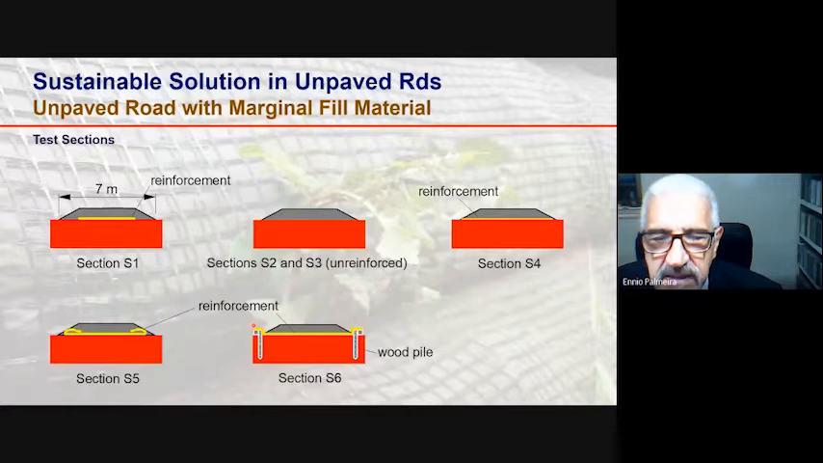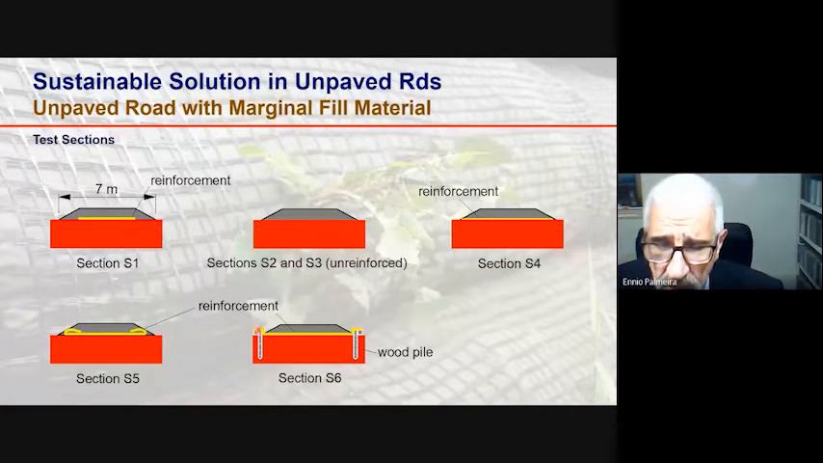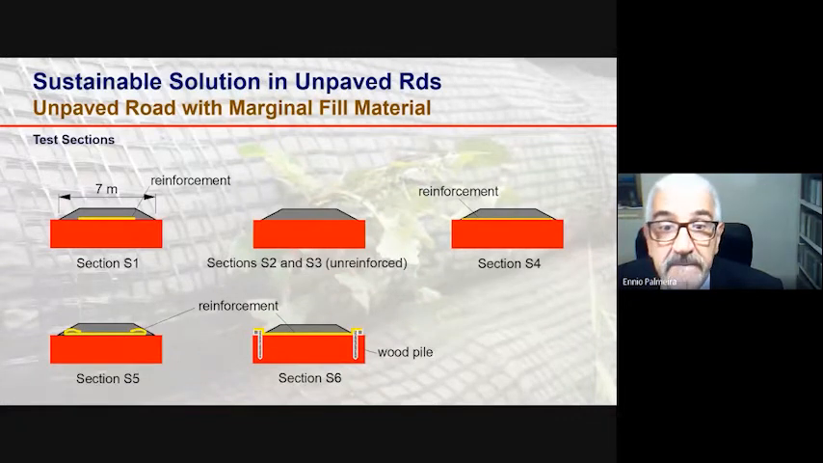In section S6, the extremities of the reinforcement were fixed to wood beams attached to wood piles to try to increase even further the anchorage of the reinforcement extremities.